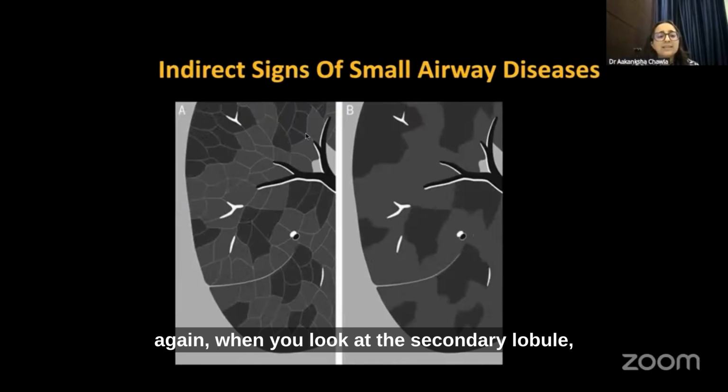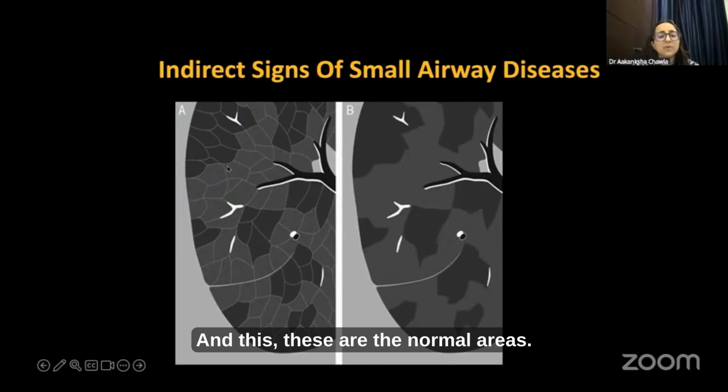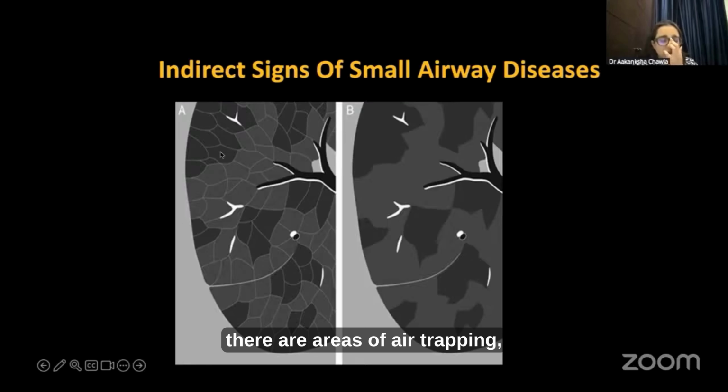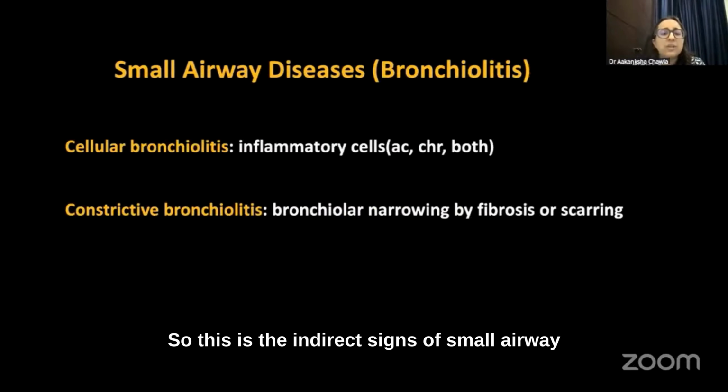Then indirect signs, again, when you look at the secondary lobule, you see areas where there's air trapping seen here, and these are the normal areas. This is how it appears on your CT scan. So this is just a schematic presentation, and you can see that interspersed between normal areas, there are areas of air trapping, giving you that mosaic attenuation pattern. So these are the indirect signs of small airway disease.